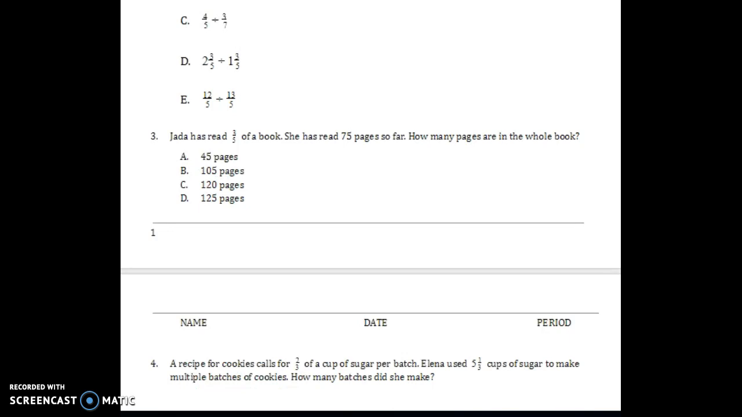Question 3. Jada has read 3/5 of a book. She has read 75 pages so far. How many pages are in the whole book?